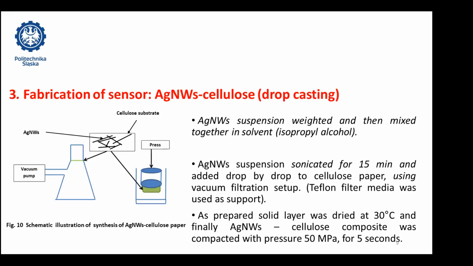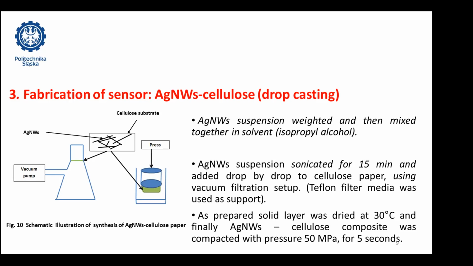Now, the third step is that we have to fabricate our silver nanowire cellulose composite sensor by the drop casting method, which was basically an ex situ method. There are two types, ex situ and in situ. Ex situ is where the substrate and the silver nanowires were fabricated separately, and after that they were joined together. I will explain what we did.